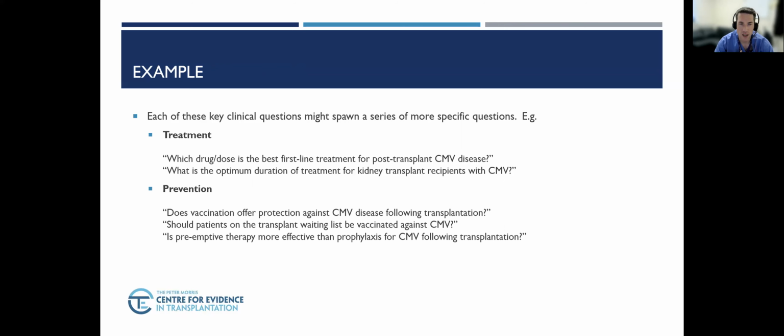In the prevention section, you might have things like, what does vaccination offer protection against CMV? Should we be vaccinating patients on the waiting list? Is preemptive therapy more effective than prophylaxis, or vice versa? So you can see now we're starting to get down to some very specific questions.